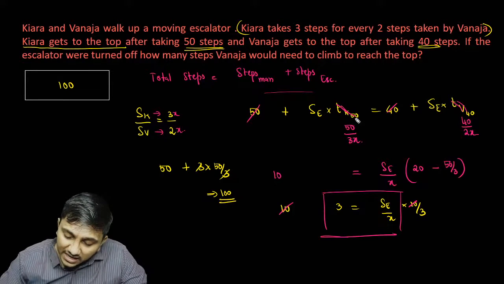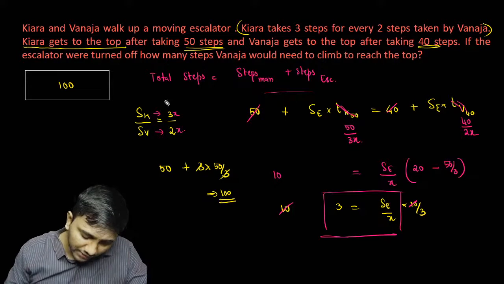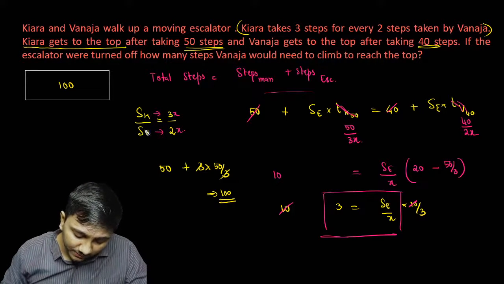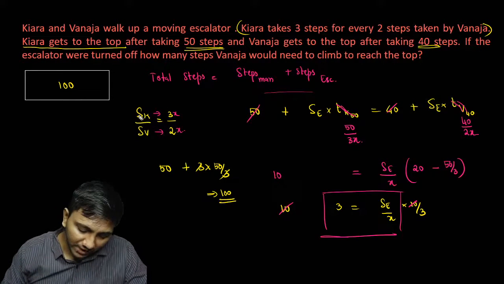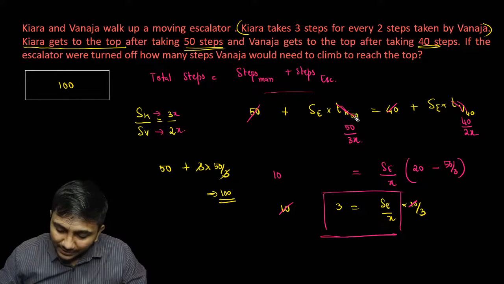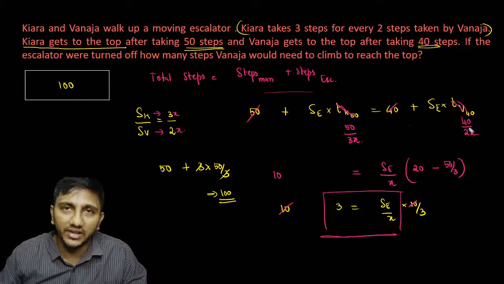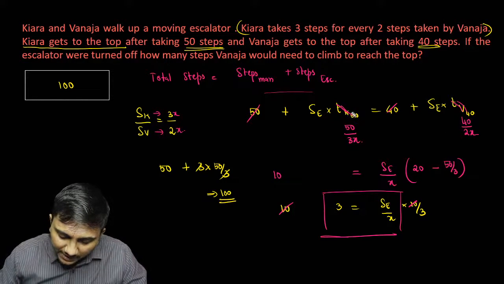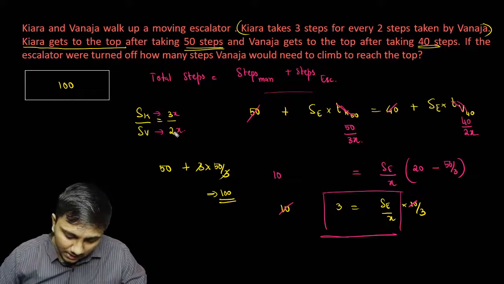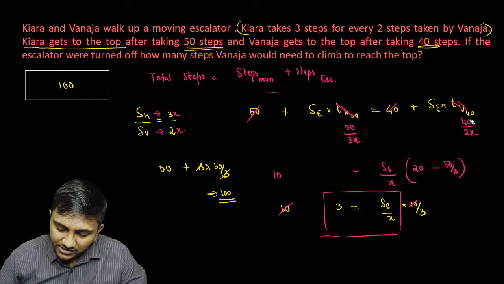And TK50 is the time taken by Kiara for covering 50. It is also given that when Kiara covers 3 steps, Vanaja will cover 2 steps. So I can take the speed of Kiara as 3x, and the speed of Vanaja as 2x. That will help me get rid of these 2 variables and have just 1 variable in terms of x. Okay, 50 steps at a rate of 3x, so 50 by 3x. 40 steps at a rate of 2x, so 40 by 2x. That is the time taken by Kiara and Vanaja respectively.